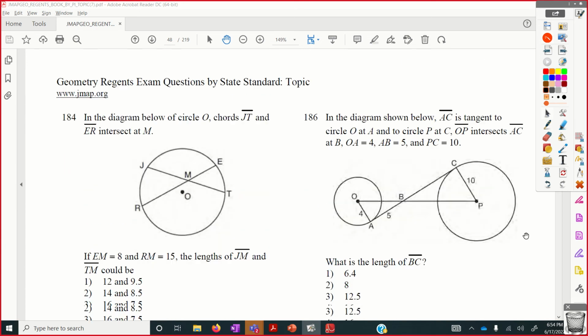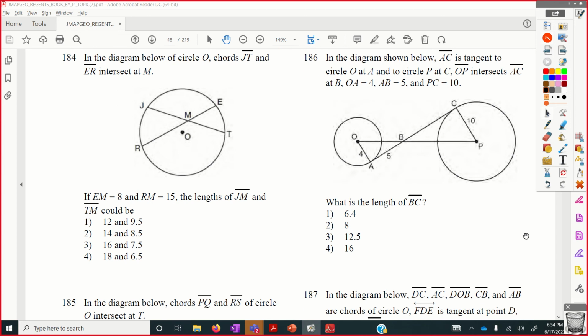All right, let's get to some questions on finding lengths. 184. Anytime we have segments that are crossing inside the circle, remember that we're going to multiply the pieces of those segments together. So it's like part times part. The two parts of the blue chord are going to equal the two parts of the red chord.